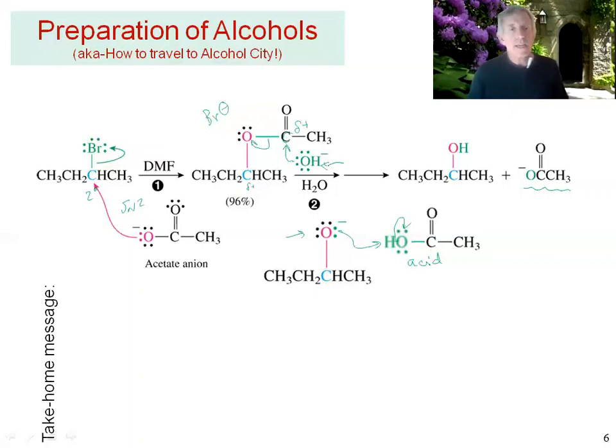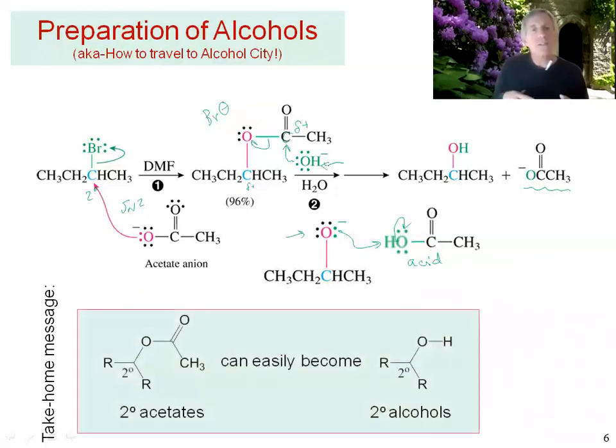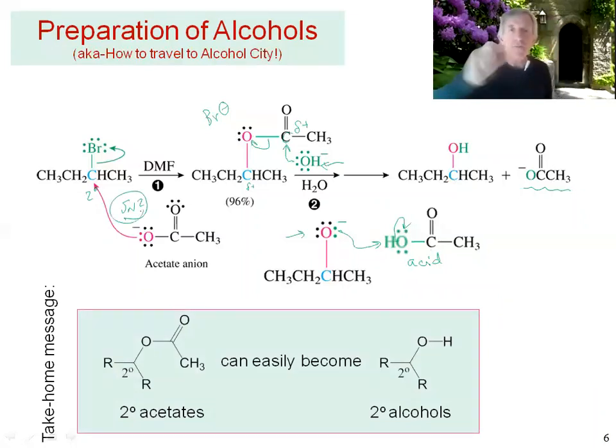So take-home message: if you want to make your secondary alcohol, please make it a secondary acetate. And this occurs by an SN2 fashion, so be on the lookout for inversion of stereochemistry at that secondary carbon. But once I make that secondary acetate, it can react with OH minus very quickly and easily to become a secondary alcohol. Problem solved. Cool.